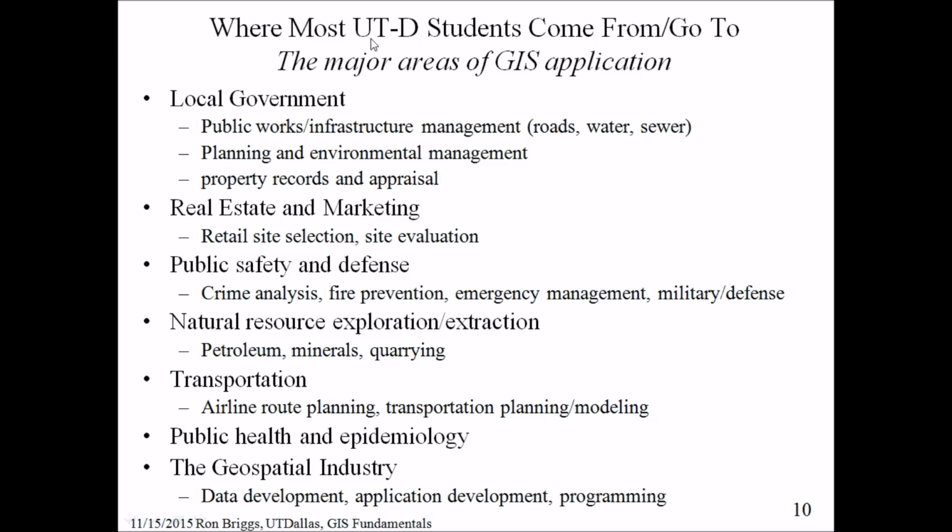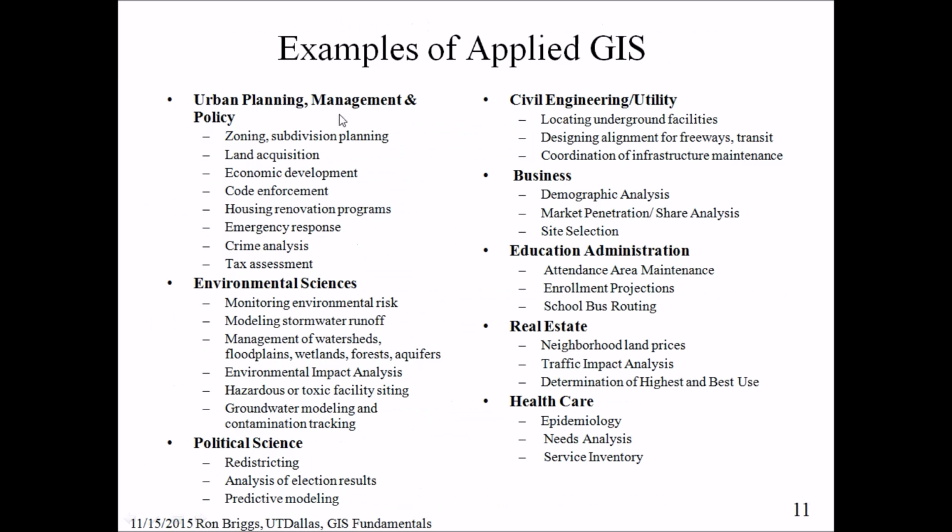Where most UTD students come from, go to the major areas of GIS application. We are actually talking about those people who are interested in GIS. They go to local government, they go to real estate and marketing, they go to public safety and defense, they go to transportation, they go to natural resource exploration, public health and epidemiology, and the geospatial industry. And these are the examples of applied GIS.